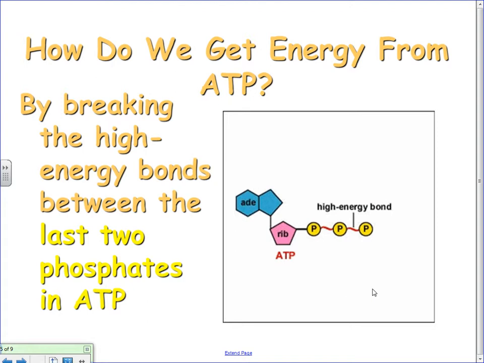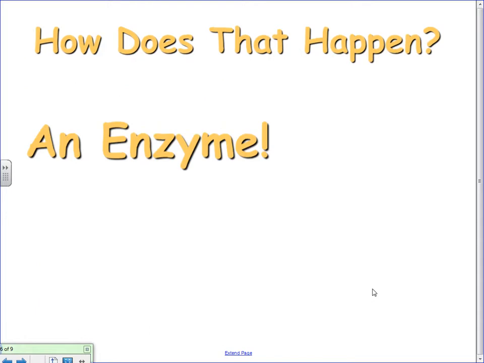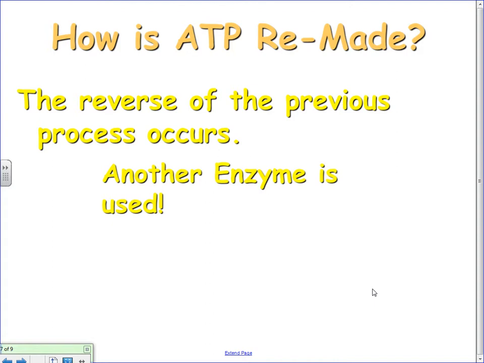And how do we get energy from ATP? Basically, we break the high energy bonds between the last two phosphates. So if this is our ATP molecule, by breaking this bond here, we release energy, and we also form ADP plus, we're left over with the phosphate. So how does this happen? Well, there's an enzyme that's involved in this process, and that enzyme is known as ATPase. Now, how is ATP remade? Well, we take the reverse of the process and we use another enzyme, and in this case that enzyme is ATP synthase.